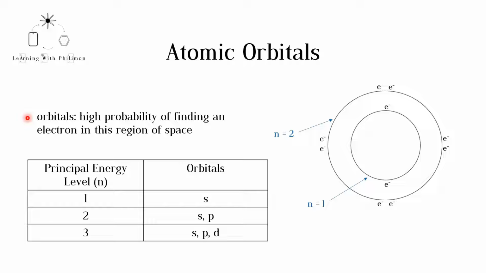As can be seen in the table, each energy level has different orbitals available that the electron can occupy. In the first energy level, electrons occupy s orbitals. In the second energy level, electrons can occupy s and p orbitals. In the third energy level, electrons can occupy s, p, and d orbitals. But what do these orbitals look like?